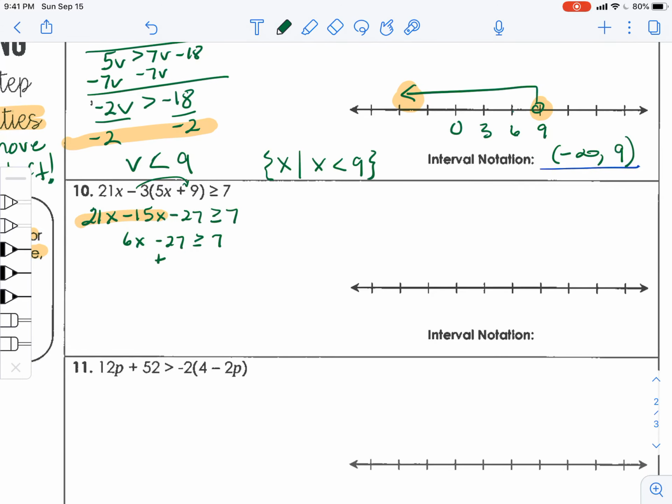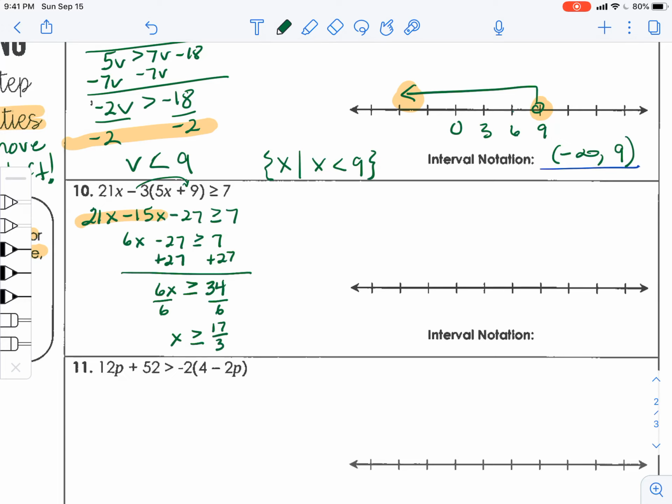I'm going to go ahead and just add my 27 over. So 6x is greater than or equal to 34. And divide by 6. Now I'm dividing by a positive 6, so I do not flip my sign. I'm going to keep it exactly the same. And you do need to reduce your 34 over 6 down. I believe that will divide by 2, which would give me 17 over 3.